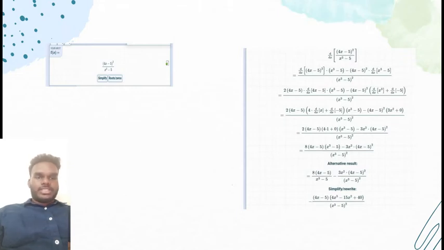So I want to use the simplify because it can be smaller. The answer for the simplify is negative (4x minus 5)(4x^3 minus 15x^2 plus 40) over (x^3 minus 5)^2. So it is the natural way to get the answer for this question.